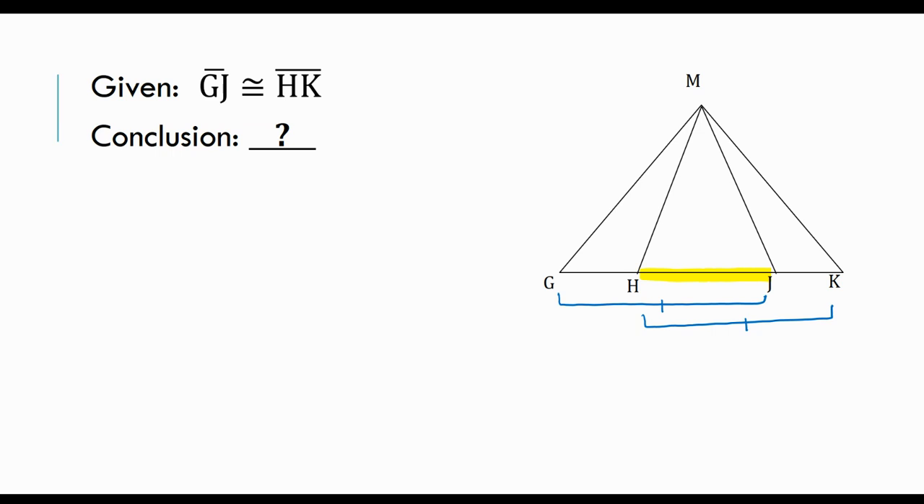So both of those big segments of GH and HK, they have the segment HJ in it. So think about it. If I'm starting with segments that are bigger and they share something in common, well, take it away, and what we'll be left over with is going to have to be congruent. So this right here, this segment of GH would have to be congruent to this segment over here of JK.